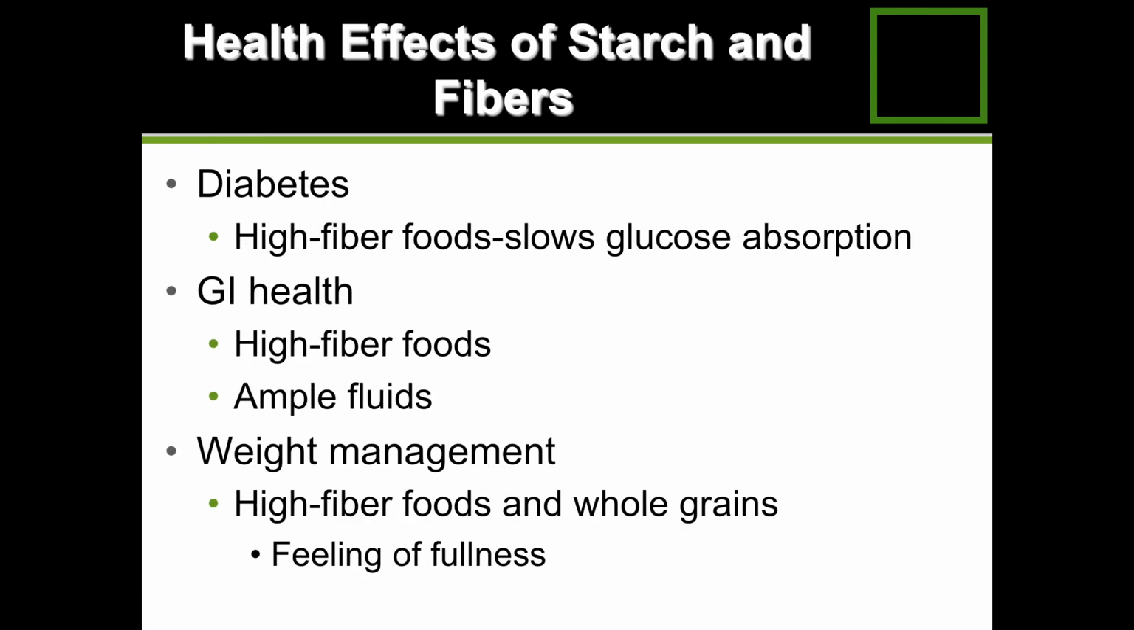For diabetes, you want high fiber foods because high fiber actually slows glucose absorption. It doesn't just allow it to go straight into the bloodstream. For your GI health, you want high fiber foods and ample fluids. And for weight management, again, you want high fiber foods and whole grains because it's going to increase the feeling of fullness. Fiber gives you satiety.